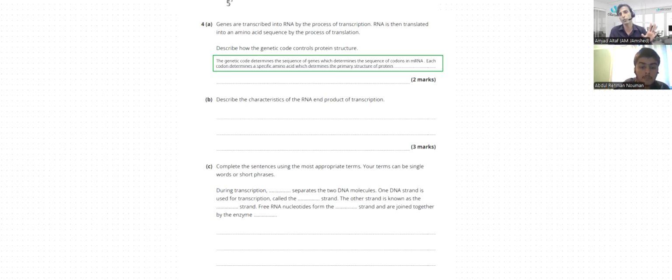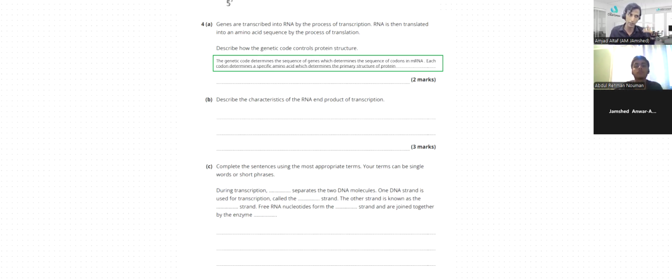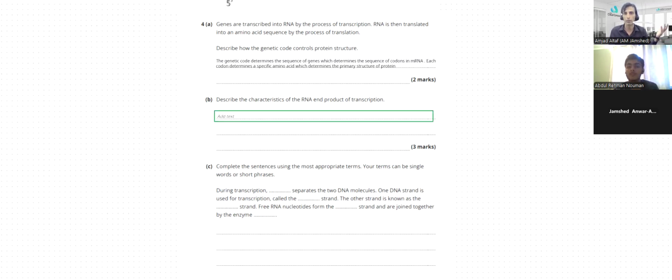Describe the characteristics of the RNA, the product of transcription. So, what are those characteristics that we can talk about? As we know, RNA is a single strand, however it is transcribed from the DNA. The second characteristic is uracil in place of thymine. And definitely it's a complementary copy of the DNA template strand as a whole, right?